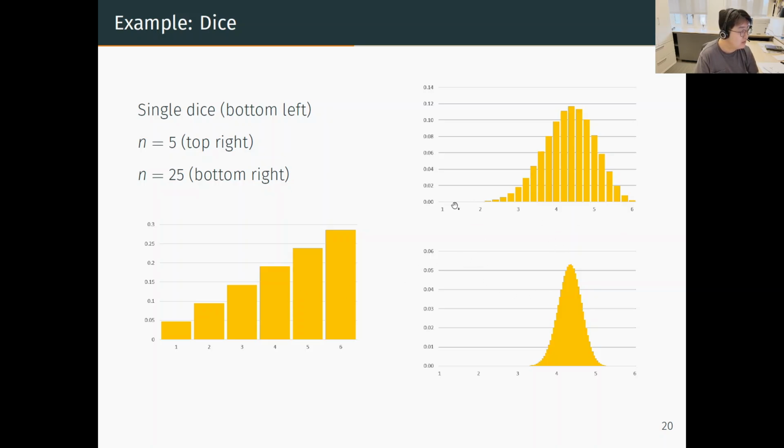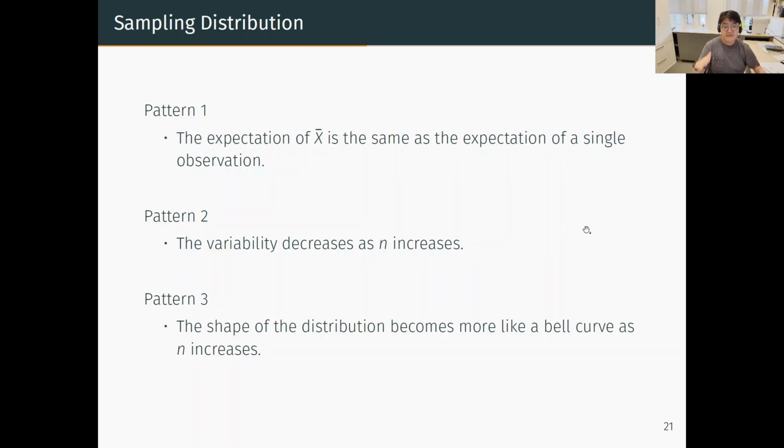So here again, 6 is the most likely, but in the end, the average cannot be 6, right? It is extremely unlikely to have an average of 6 when you repeat 25 dice, even if its probability is pretty high, more than 25%. Okay, so that is pattern number 2. The variability decreases, the tail probability decreases, and more probability is concentrated near the center. That is a normal distribution's property.